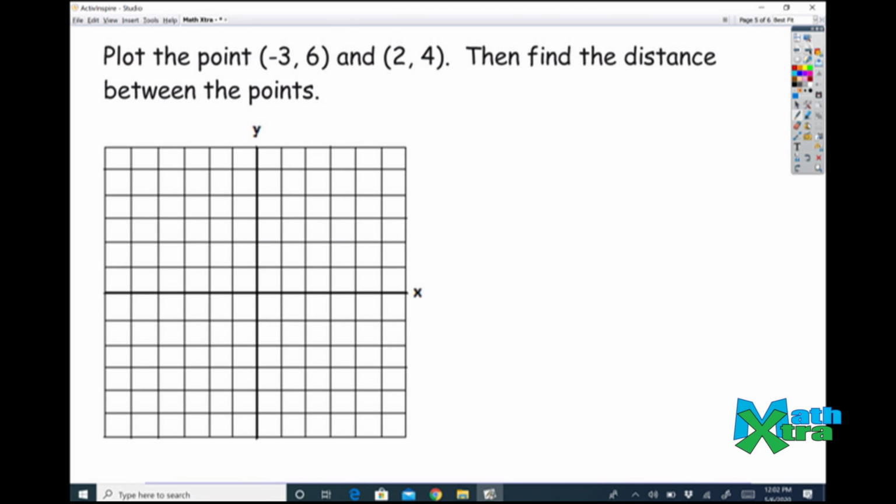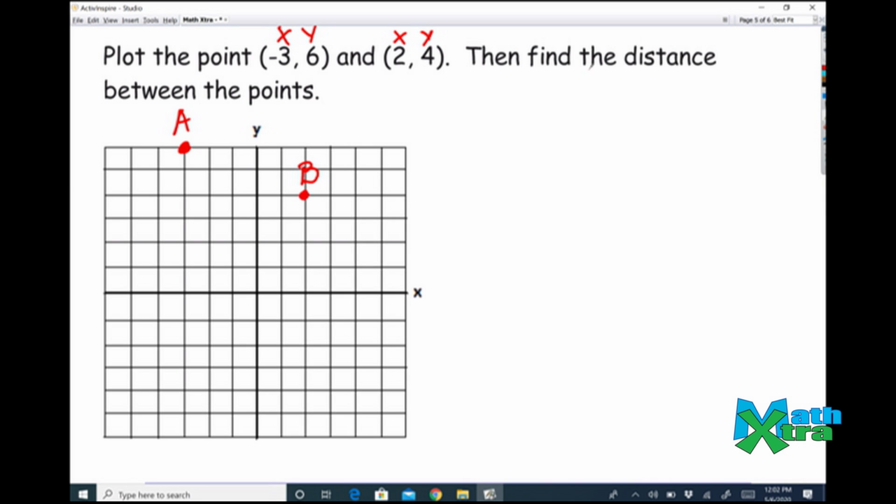So here we are. Plot the point -3, 6, and 2, 4. So let's be reminded, that's the x and the y. That's the x coordinate, that's the y coordinate. Plot the point -3, 6: 1, 2, 3, -3, and then up 6 would be here. I'm gonna call this point A. And then plot the point 2, 4: 1, 2, then 1, 2, 3, 4. I'm gonna call this point B.